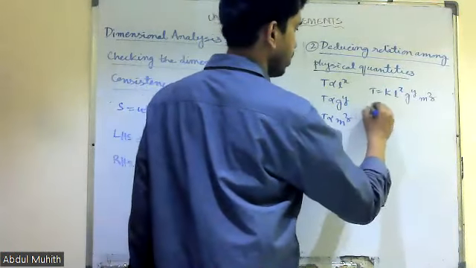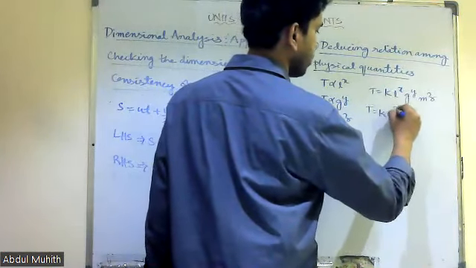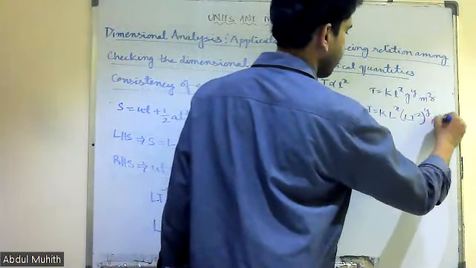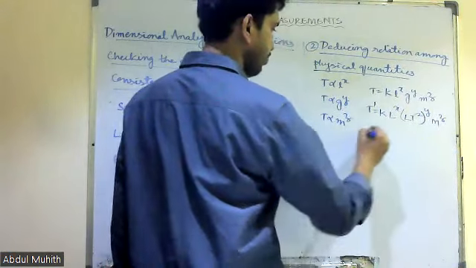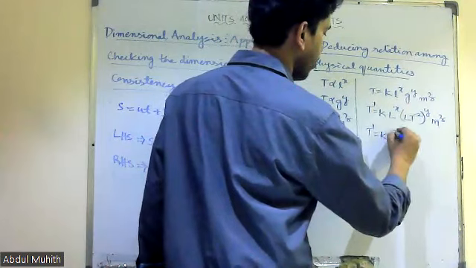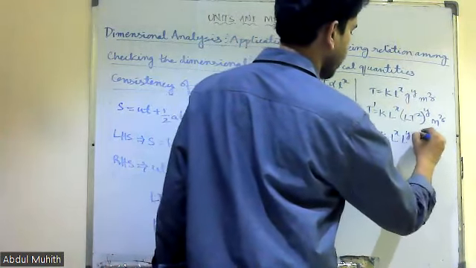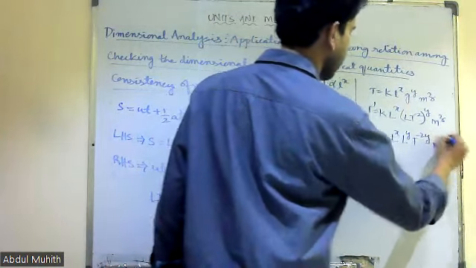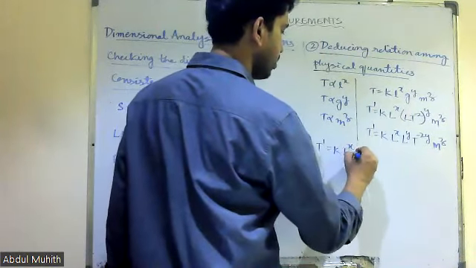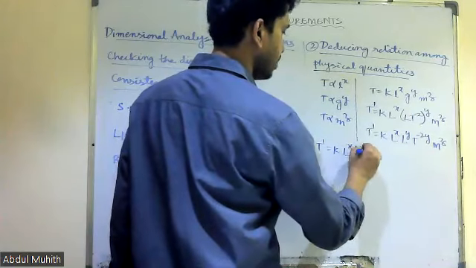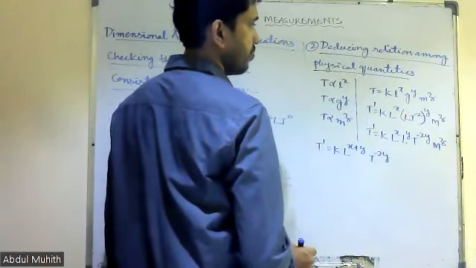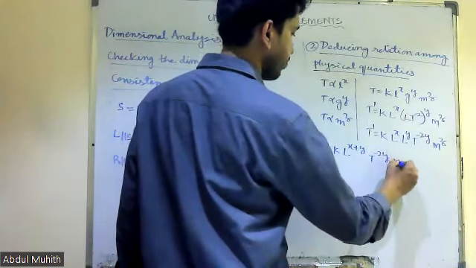So T is equal to K into L power x, L T to the power of -2 into y, and M power z. So T to the power of 1 is equal to K into L power x, L power y, T to the power of -2y, and M power z.